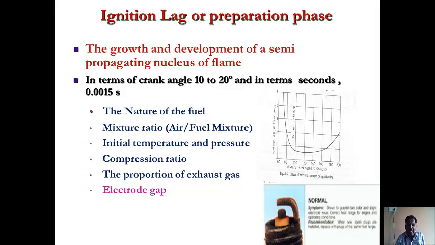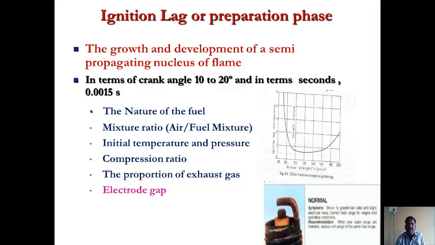The fourth parameter is compression ratio. Compression ratio is a design parameter of the IC engine, and if you increase the compression ratio, then that higher compression ratio might reduce the ignition lag period. So if you reduce the compression ratio for a petrol engine, it may increase the ignition lag period.